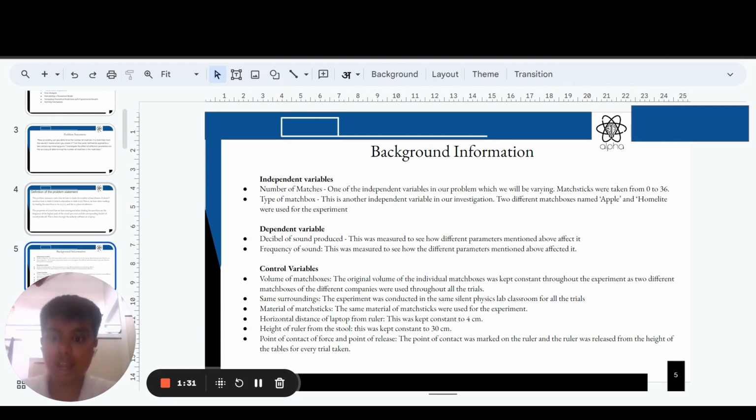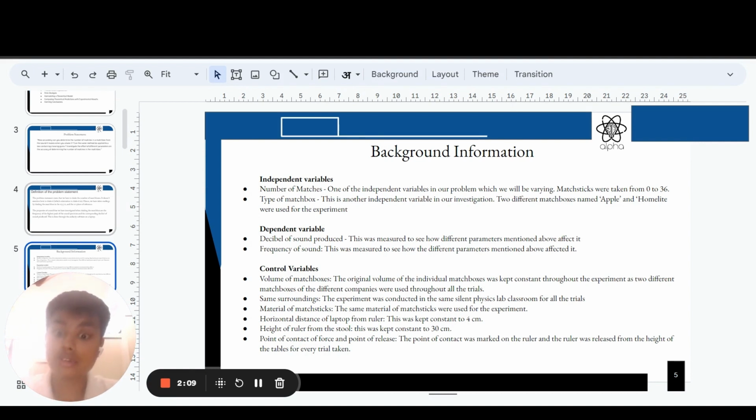Now the variables that I controlled was the volume of matchboxes. Basically, if I'm doing an experiment with the Apple matchbox, I'll be using the same matchbox again and again to make sure the volume is the same. Then I conducted the experiment in the very same surroundings. So if there are any background noises incorporated in one of the readings, they are there in almost all of them, and due to that, I'm able to rule out the factor of the surroundings. The third one was the material of the matchsticks. We use the same material of matchsticks for all the experiments, which was wood.